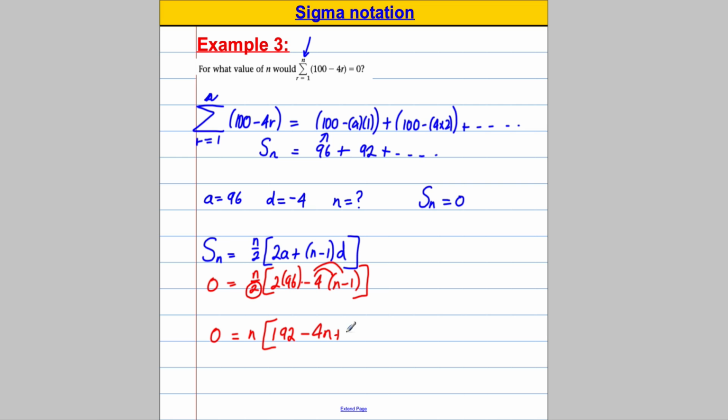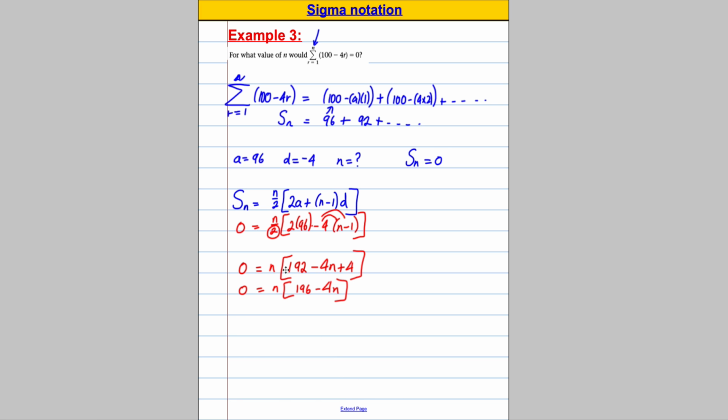So 0 is therefore equal to n times 192 plus 4, which is 196 minus 4n. So we've got two things equal 0. Either n is 0 or 196 take away 4n is equal to 0. 196 is therefore equal to 4n, and divide both sides by 4. That gives us that n must be equal to 49, I think. Is that right? n is equal to 49? Yes, n is equal to 49.